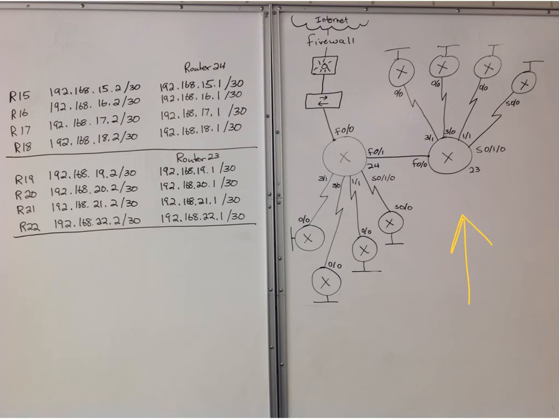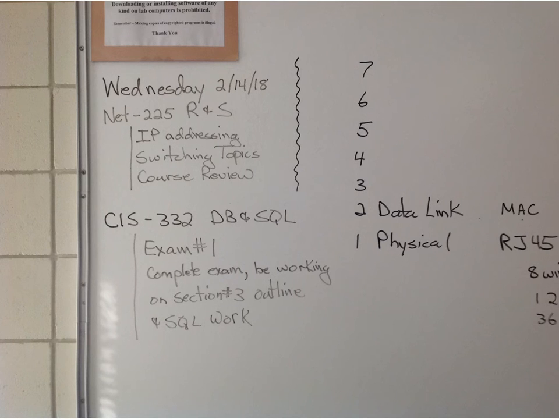This is a picture of the network we had up on the board. It might vary a little bit from what we did. And these were the IP addresses assigned, and each student configured their router for RIP, and then the connection out to the internet. Wednesday, more about IP addressing, switching topics, and a review.